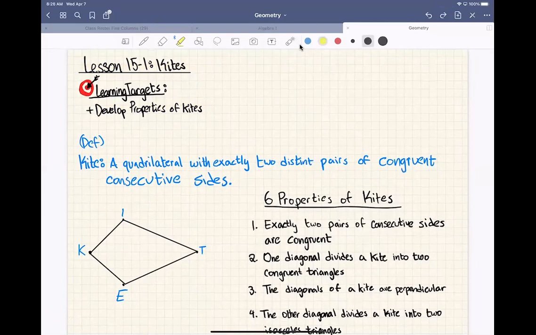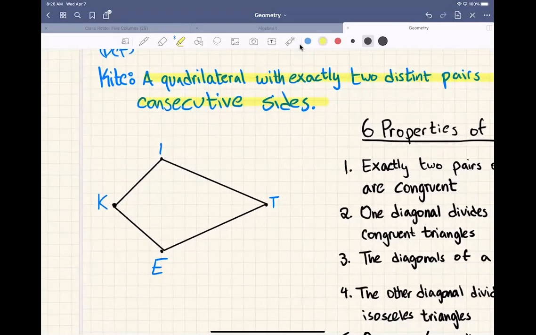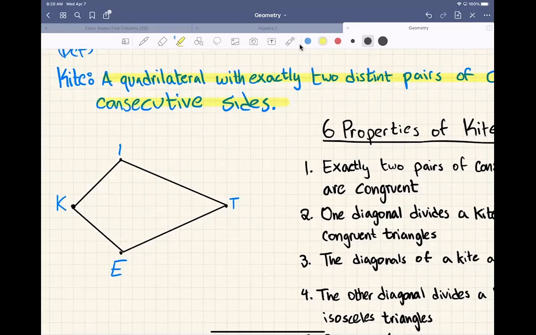First things first, we've got to go over what a kite is. A kite is a quadrilateral with exactly two distinct pairs of congruent consecutive sides. Okay, so what does that mean? It means that the sides that are congruent in the kite have to be consecutive. Consecutive means back to back.